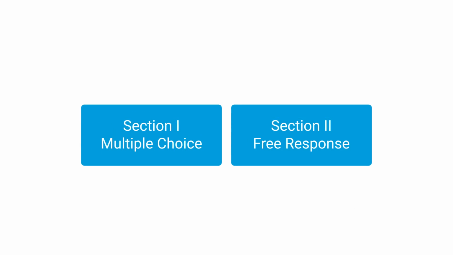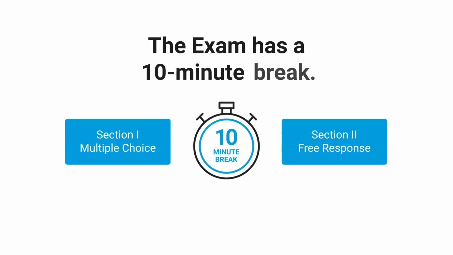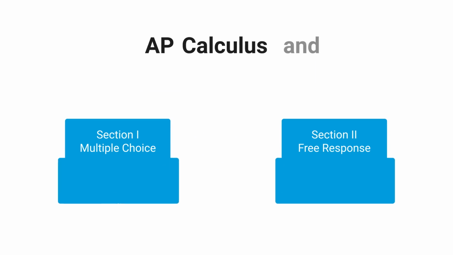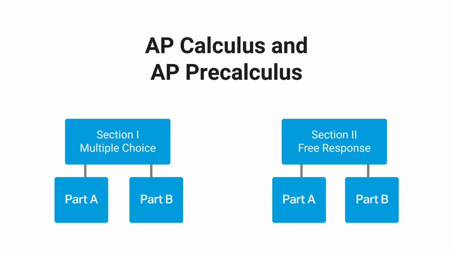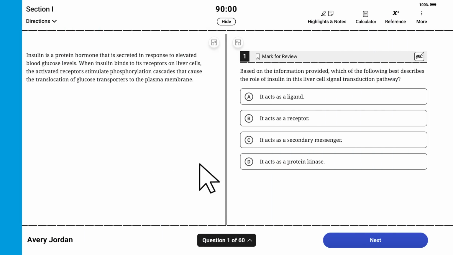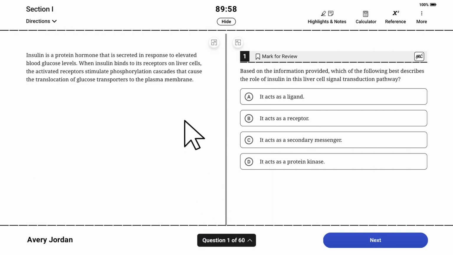All 12 hybrid digital AP exams consist of 2 sections. Each section and part are timed separately with a 10-minute break between the sections. For calculus and pre-calculus exams, both Section 1 and Section 2 are divided into 2 separately timed parts. So, what does the exam experience look like for a student taking a hybrid digital AP exam? Let's begin with Section 1, multiple choice, and use AP Biology as our example.